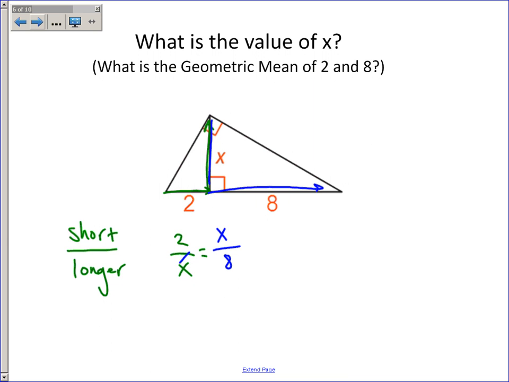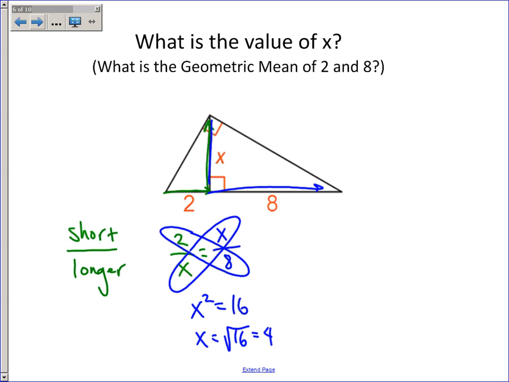I'll cross multiply. X times x is x squared. 2 times 8 is 16. I'll find what x is by doing the opposite of squaring, which is square rooting. And x is equal to the square root of 16, or 4. Okay, again, 2 times 8 is 16. Square root of 16 is 4. And so x is going to be 4.